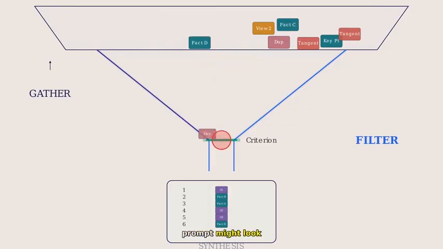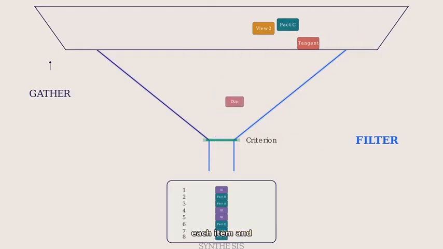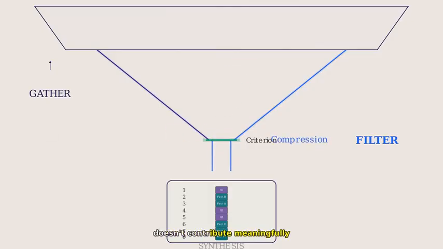A filter prompt might look like, you have received a broad research collection on topic. Your task is to evaluate each item and select only the ones that are directly relevant to this specific question. Exclude anything that is tangential, redundant, or that doesn't contribute meaningfully to answering the question. Return only the selected items in a numbered list.